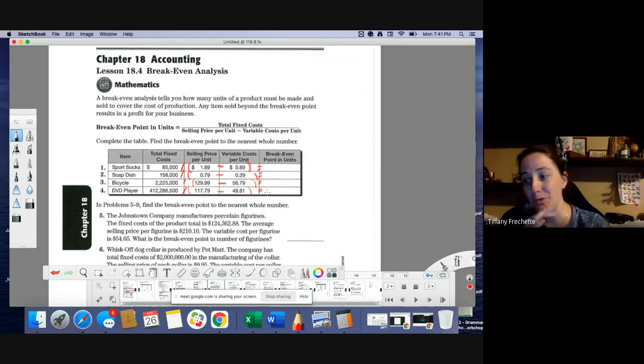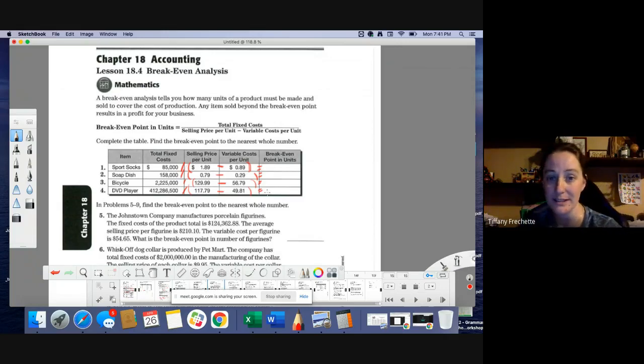I know I didn't really work out any problems there, but this one's not too terribly crazy. You just have to do this basic formula quite a few times here. So make sure you subtract the two pieces first, and then do the division.